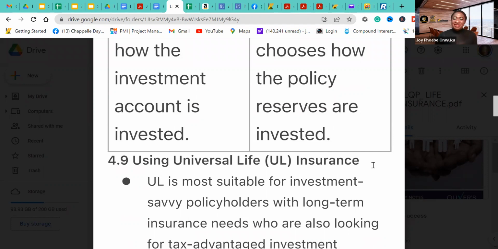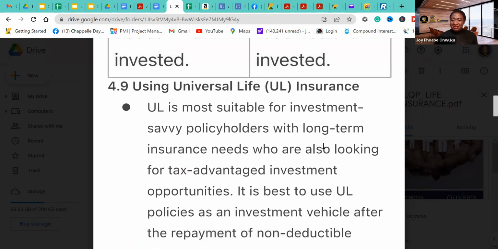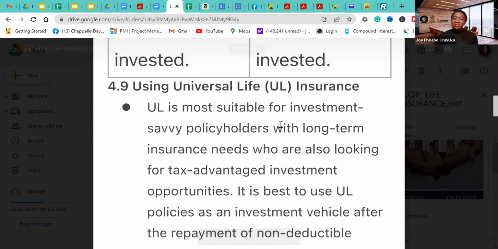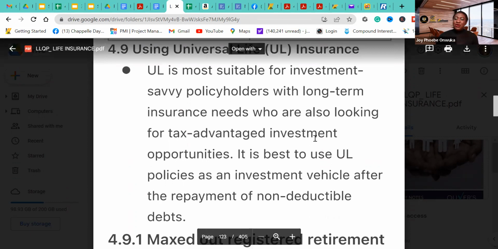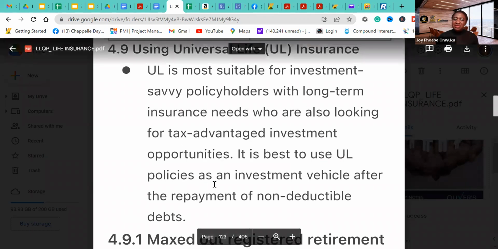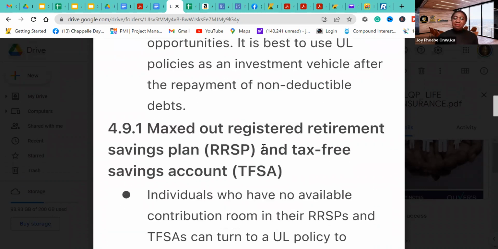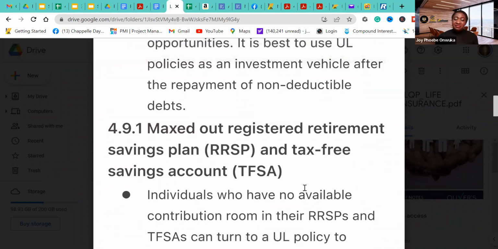Now, using universal life insurance. Sorry, all these pop-ups again. UL is most suitable for investment-savvy policyholders with long-term insurance needs who are also looking for tax-advantaged investment opportunities. It is best to use a UL policy as an investment vehicle after the repayment of non-deductible debt. Now, maxed out registered retirement savings plan, RRSP, and tax-free savings account.